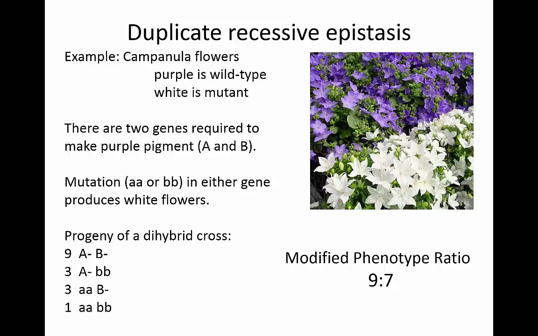And so when you actually have the progeny of a dihybrid cross, here are the phenotypic classes, the 9:3:3:1, and any class that has a homozygous recessive allele is actually going to be white. So this modified ratio is actually 9 purple to 7 white. We add up the 3 plus 3 plus 1. So next, I'd like you to try to write a genetic pathway for this example, and just pause the video. We'll go over it in a minute.